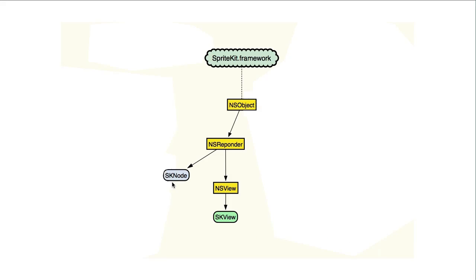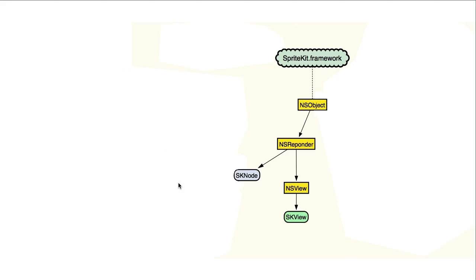One new class is SKNode, which inherits from NSResponder. This is probably the most important class in all of the SpriteKit framework. Let's look at it in some more detail.